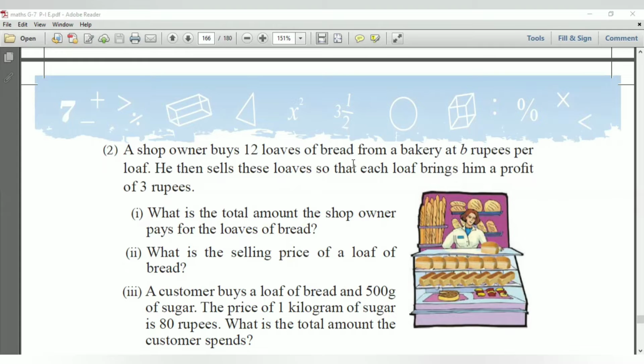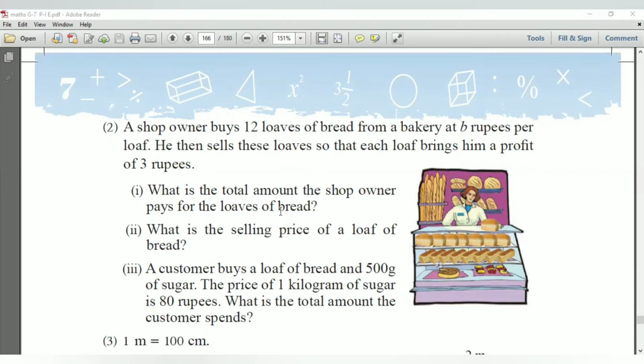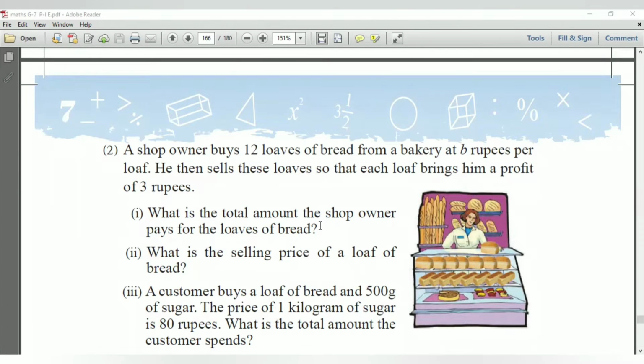He gets a 3 rupee profit from each of the loaves. Right? So the question is, what is the total amount the shop owner pays for the loaves of bread?